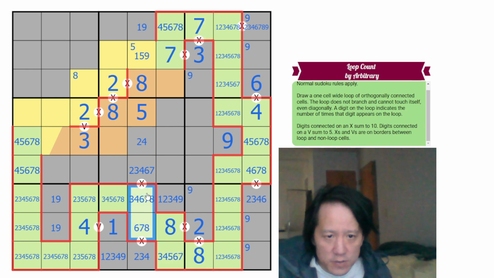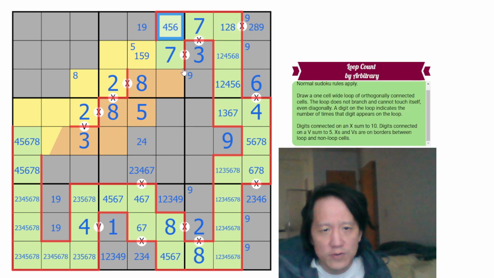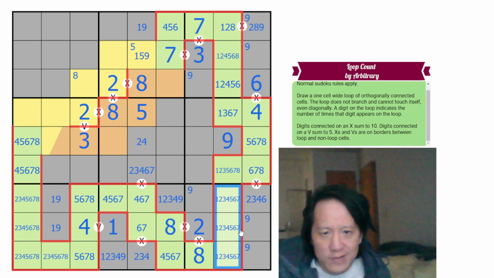This can't be 8. This can't be 8. None of these can be 3. This can't be 4. This can't be 4. This can't be 2, 5, or 8. This can't be 3 or 7. Which means this can't be 3 or 7. This can't be 4 or 6, so this can't be 4 or 6. This obviously can't be 7 or 8. This can't be 2 or 3. This can't be 2 or 3. So far it's looking okay.